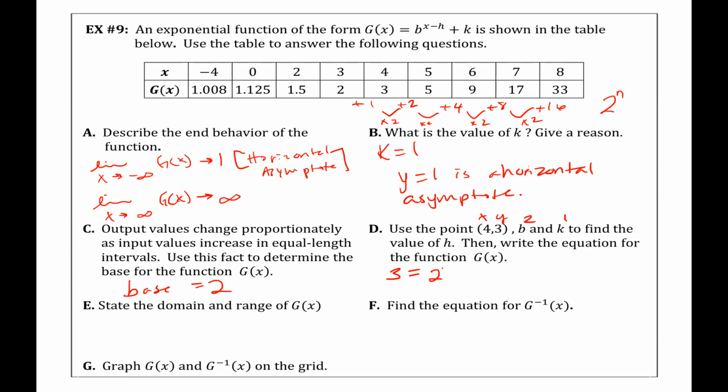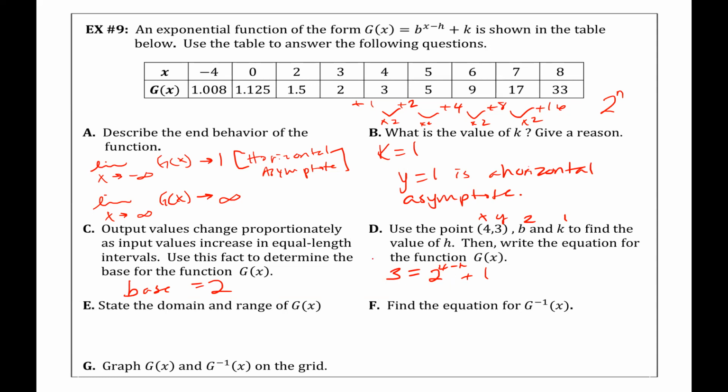2 to the x. Sorry, I know my x. My x is 4. 2 to the 4 minus h plus 1 for k. Okay, sorry. So now we've got to solve for h.